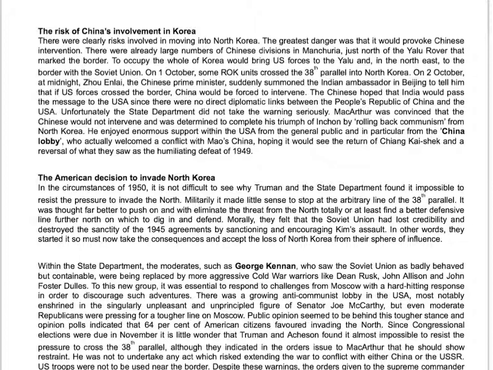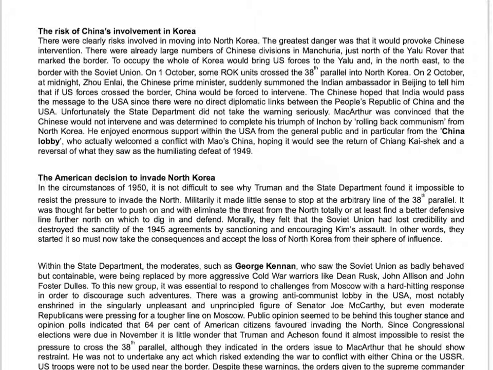On October the 1st, some Republic of Korea units crossed the 38th parallel into North Korea. On October the 2nd, at midnight, Chou Enlai, the Chinese Prime Minister, suddenly summoned the Indian ambassador in Beijing to tell him that if US forces crossed the border, China would be forced to intervene. The Chinese hoped that India would pass the message to the United States, since there were no direct diplomatic links between the People's Republic of China and the United States. Unfortunately, the US State Department did not take the warning seriously.